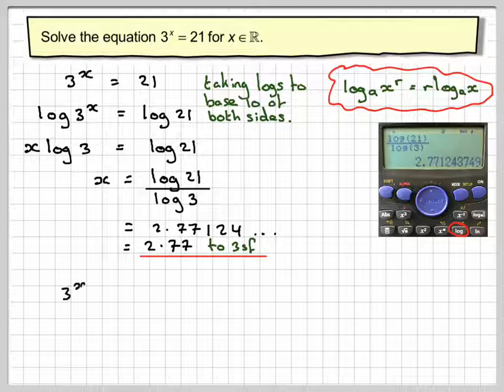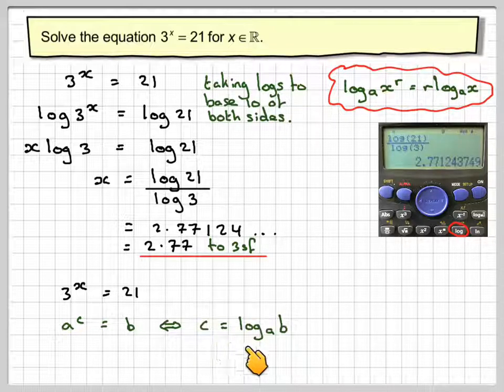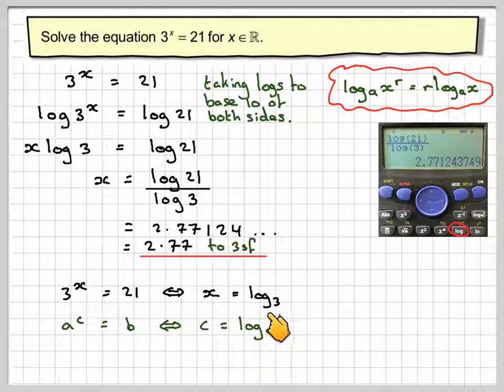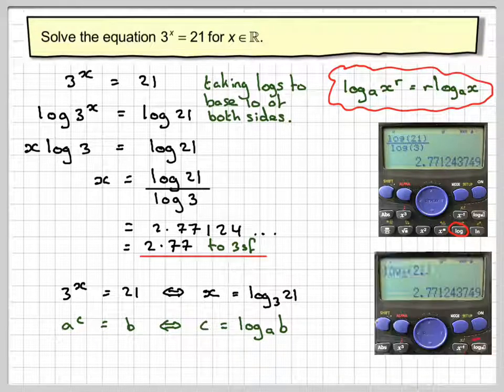Now another thing we could have done is just use this idea: a to the c is equal to b implies that c is log to the base a of b. So c is x, so it's going to be x is equal to log to the base 3 of 21. And then we just put that straight in using our calculator.